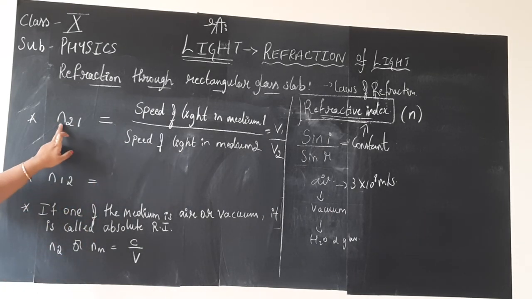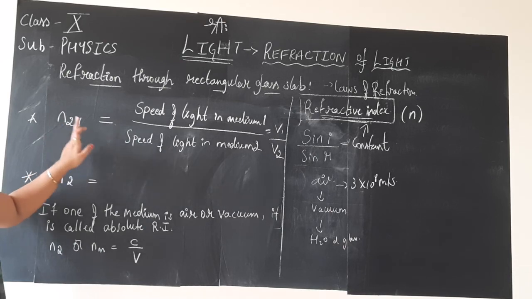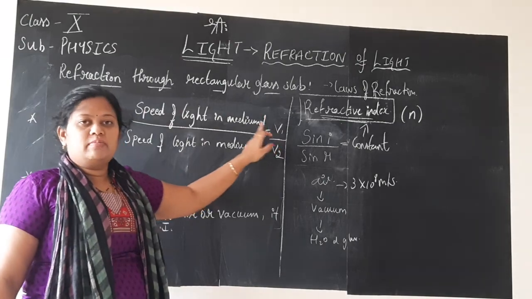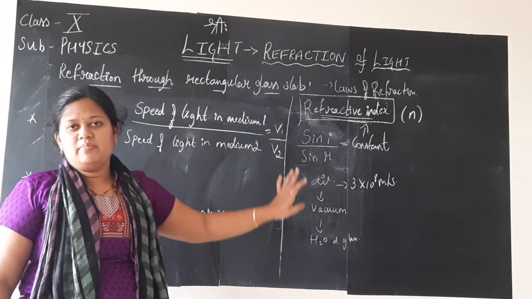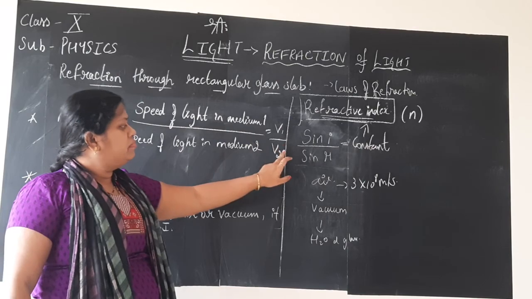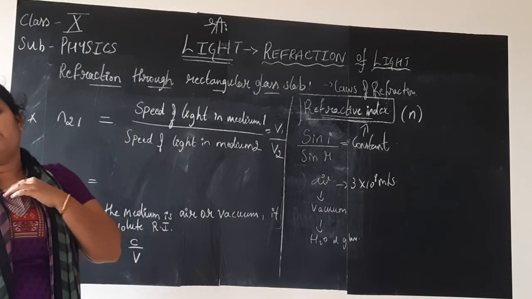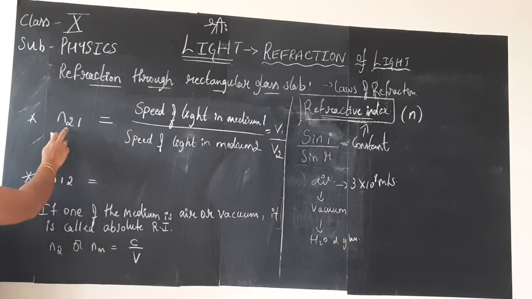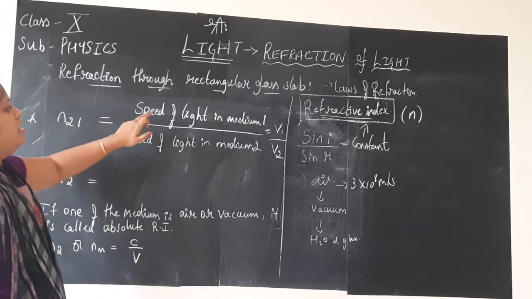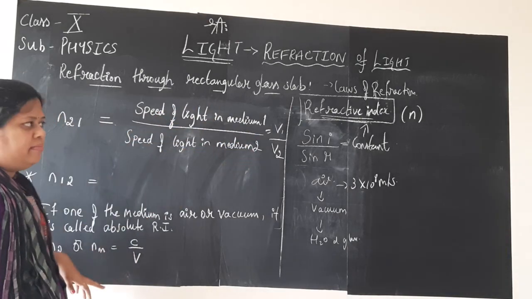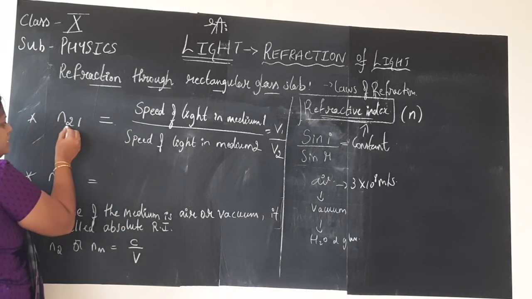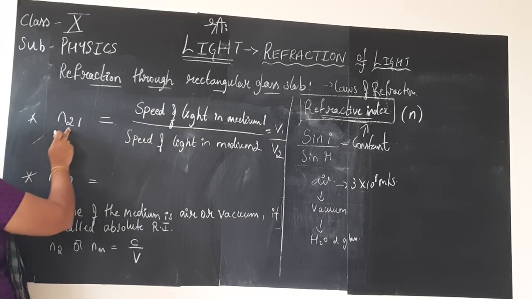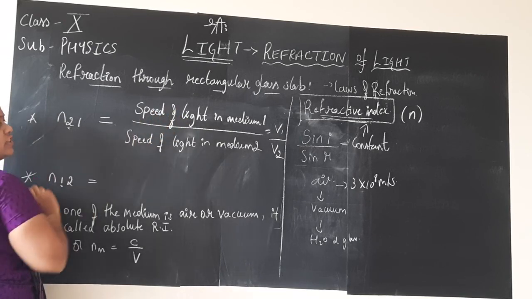How do you read this? Refractive index of medium 2 with respect to medium 1 is equal to speed of light in medium 1 with respect to speed of light in medium 2. That is V1 by V2. We know speed or velocity is represented by the letter V. Now it is reversed: in n21 the numerator has medium 2 and the denominator has medium 1 in the subscript. How you write it is, look at which medium is first. If 2 is second medium first, then speed of light in medium 1 you should write first.